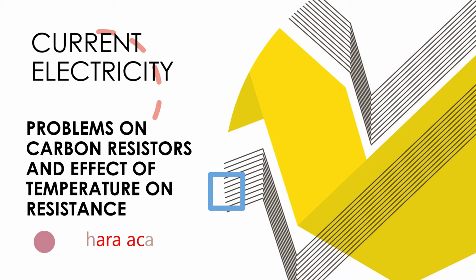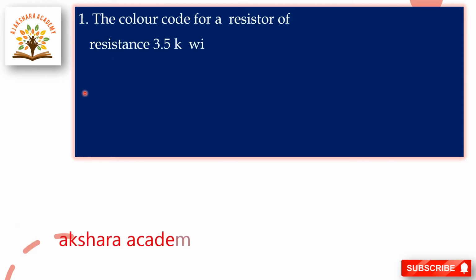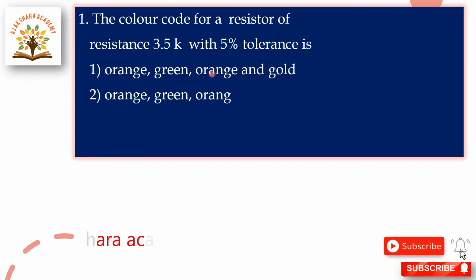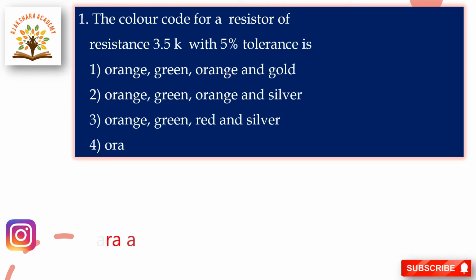Okay, let us go to today's session. First, in this question, the color code for a resistor of resistance 3.5K with 5% tolerance is, here we have to calculate the color code. Now let us go to the solution.